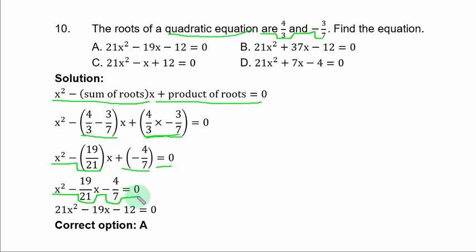You have to multiply through by 21, the LCM of 21 and 7 to clear fractions. Multiply this by 21, you have 21s squared minus, multiply the second term by 21, you have 19s minus, multiply this by 21, you have 21 times 4 over 7. If you divide 21 by 7, you have 3. 3 times 4 is 12, then equal to 0. A is the correct option.